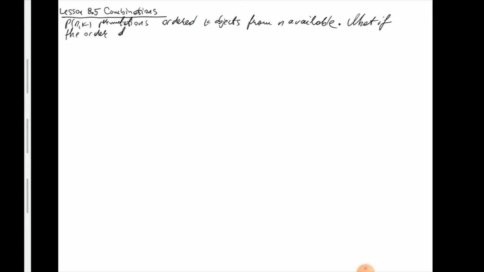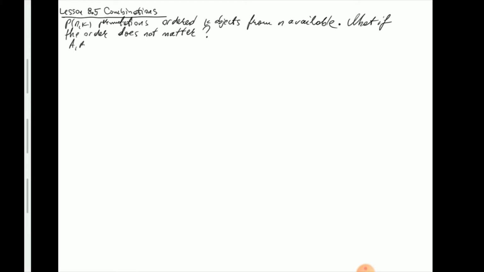Remember in the previous case, we talked about permutation, in which we select, ordered, k objects from n available. Right, the ordering matters. But let's put the motivation for this section in the form of a question. What if the order does not matter?